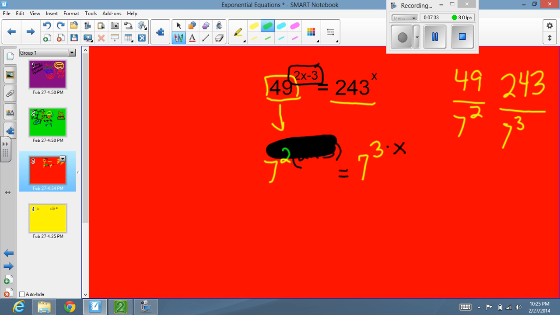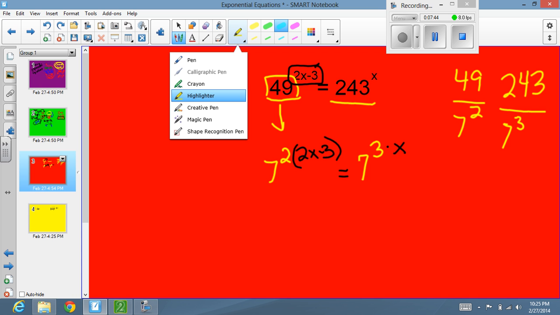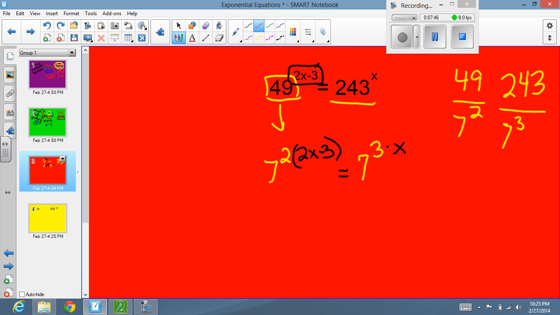Whoa, let me undo that, because even though that was highlighted green, that turned out black. Let me see if the blue works. Nope, that doesn't work either. Okay, I'm not going to highlight that because that highlighter doesn't show up at all.